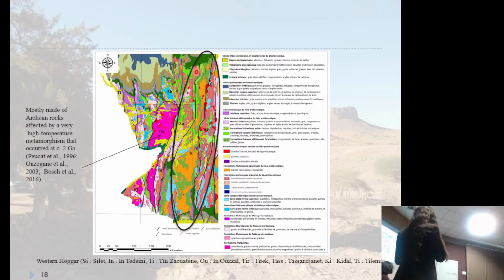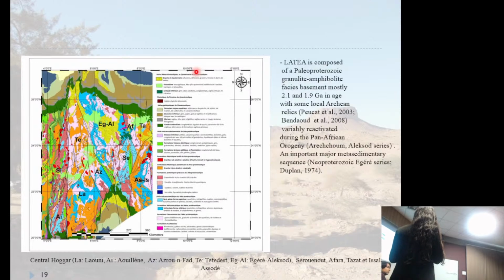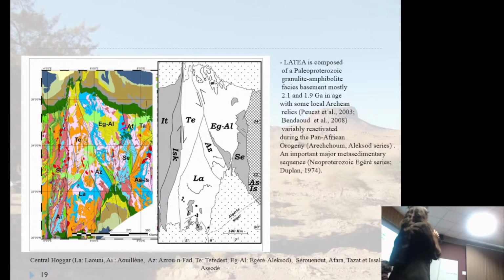Unlike the rest of the Hogar, for example here, there are very few studies, mostly because it's far from the capital, and I'm not talking about the capital of the country, but the capital of the desert that I mentioned earlier, Tamanrasset. On the western part you do have some paved roads, so that's nice. But on the other parts, you just have to make your way through dunes and all the different challenges that I mentioned earlier. So here, as you see in white, this is the Latea.